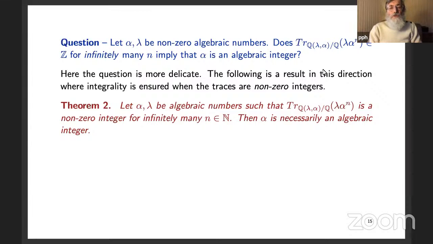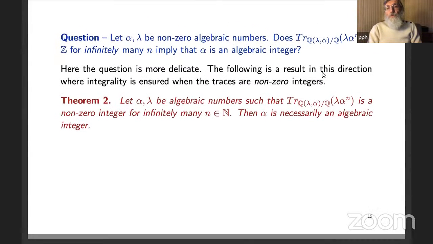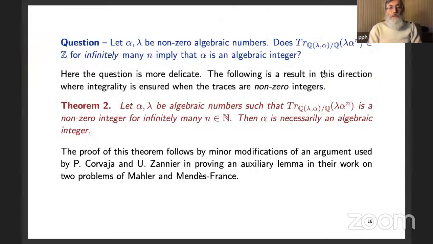Okay, so this is the first result. And the proof rests, well, imitates an argument, well, actually extends an argument of Pietro Corvaja and Umberto Zannier, who had an auxiliary lemma in their work solving two problems by Mahler and Mendès France. So the proof in particular uses the subspace theorem and also the Skolem-Mahler-Lech theorem.